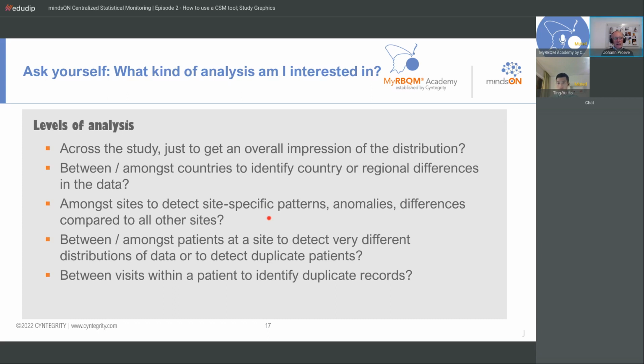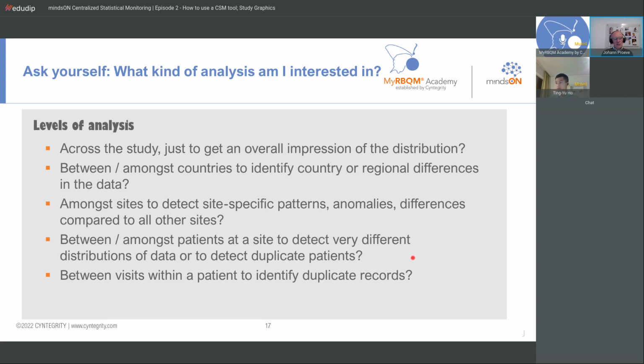You may also analyze data amongst the sites to detect site-specific patterns or anomalies, differences compared to all other sites. So that helps you to identify certain sites that are just different. And then, of course, going back to our brainstorming session, someone needs to take a look at why that is the case. Is it because this site is different? Are they doing anything different? Or did they recruit a completely different patient population, maybe still within the remit of the inclusion and exclusion criteria, but patients that are older, younger, sicker, that have more comorbidities, etc.? So for that, it's also quite helpful to run an analysis amongst the sites.